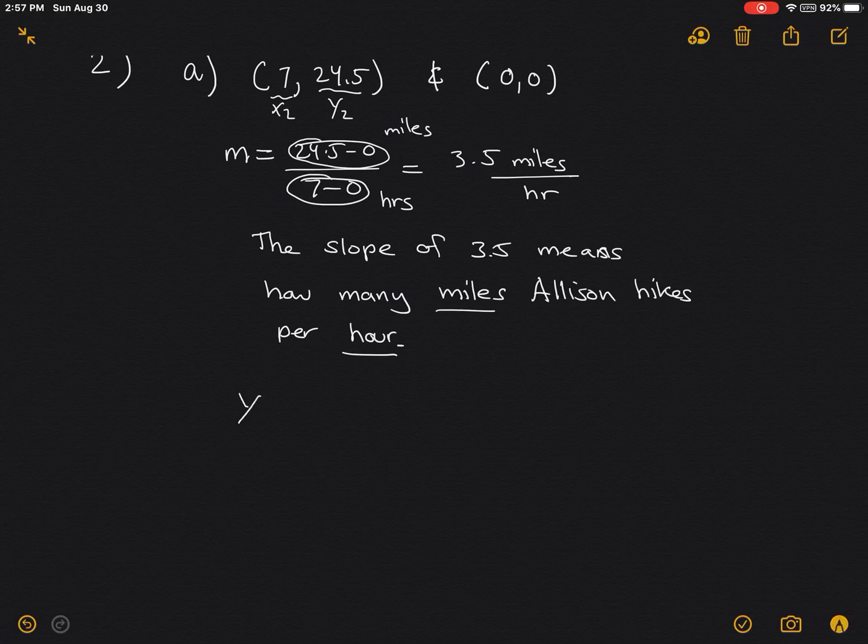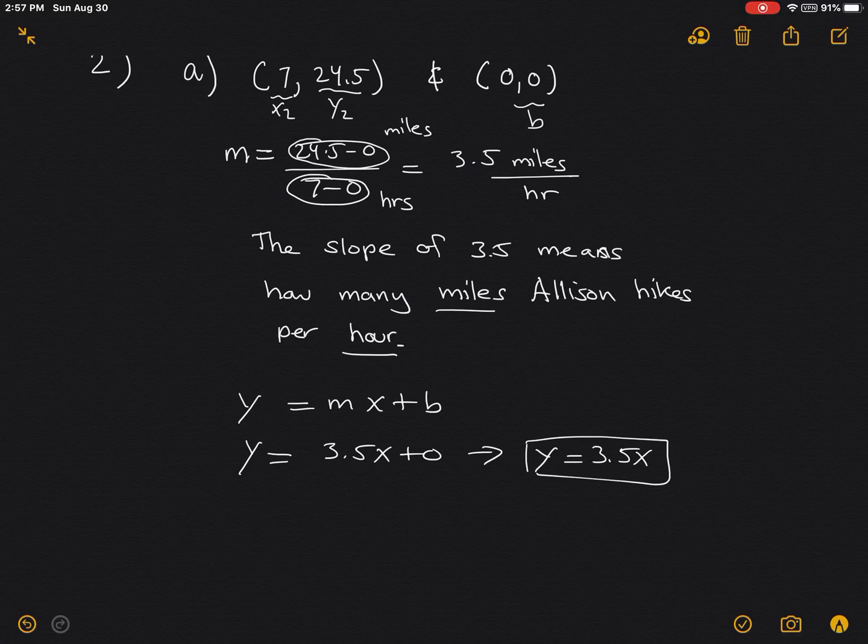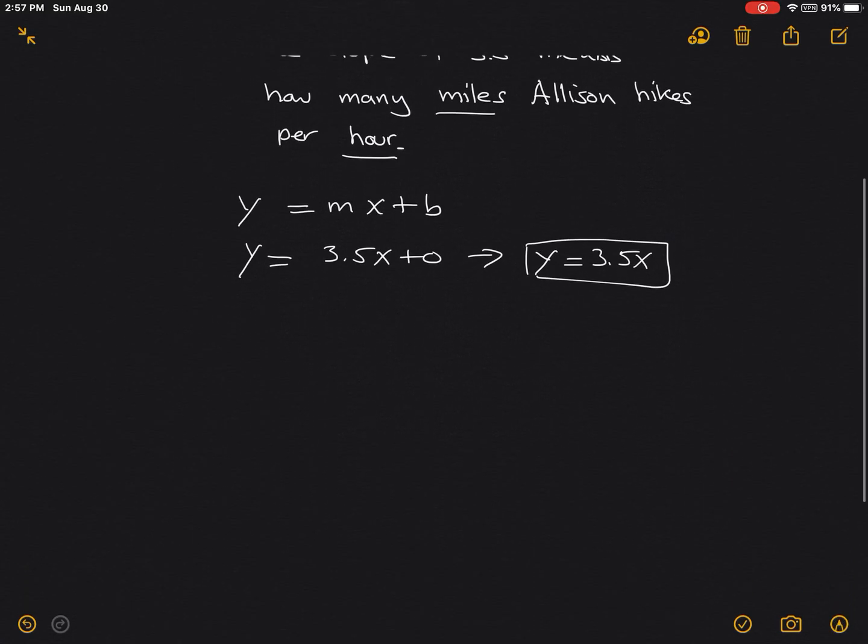All right, so to write the equation of the line, I'm going to write y is equal to mx plus b, right, because I already have my slope. And notice the y-intercept in this problem is just 0. So all I need to do is plug in my 3.5, which is my slope, and my y-intercept, and I'm done. 3.5x. y is equal to 3.5x.